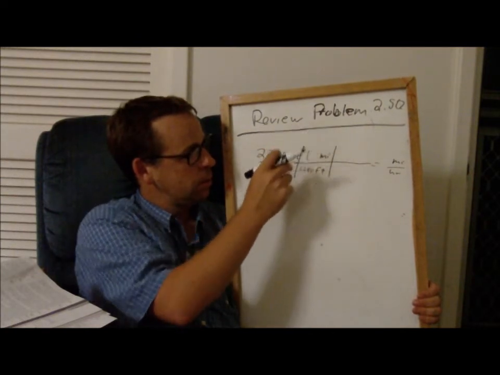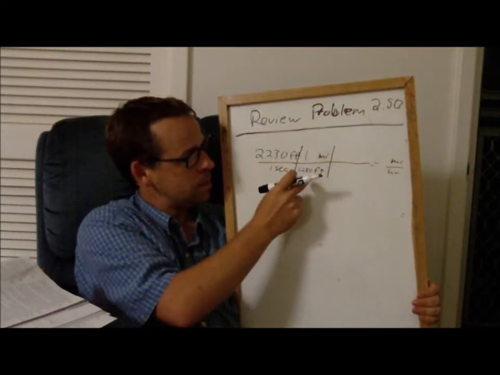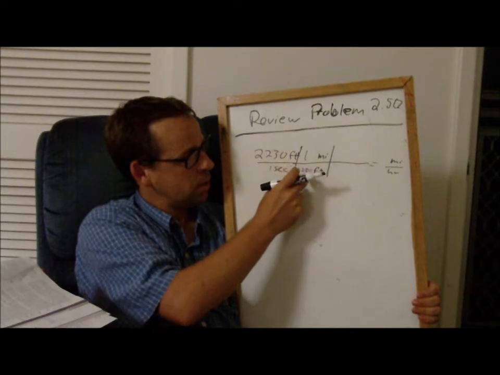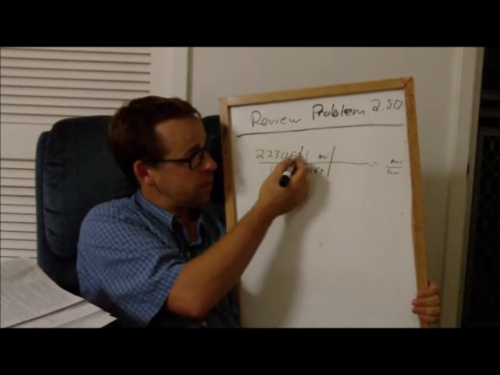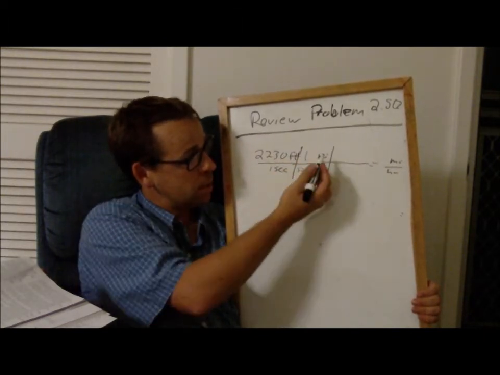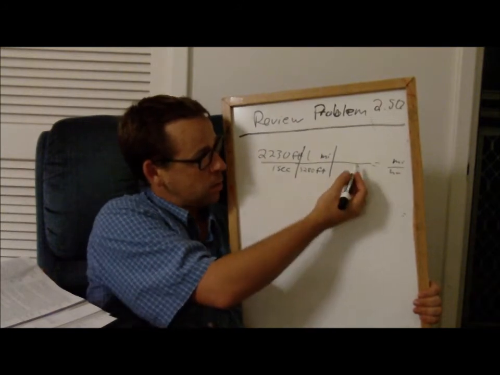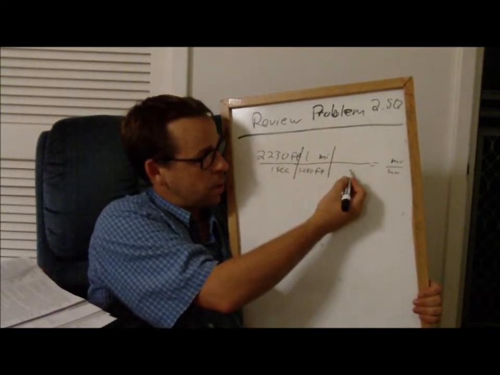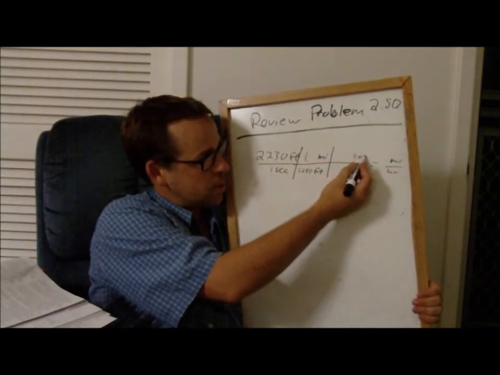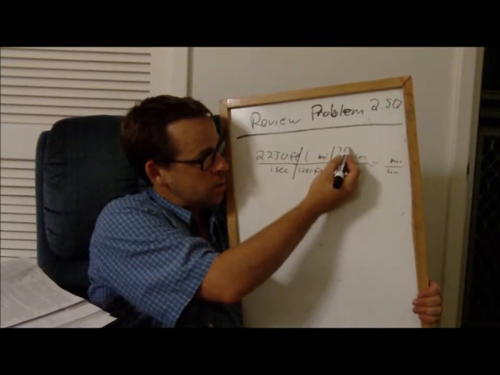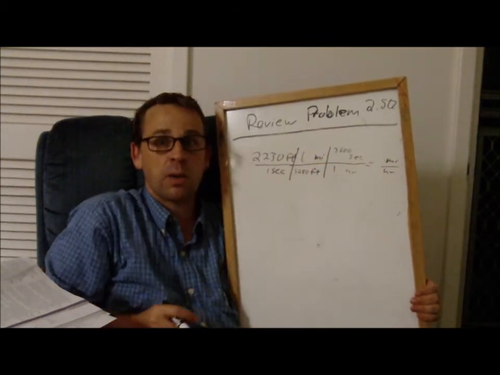So, 5,280 feet per mile. This is how many feet there are per second. This is how many miles there are per feet. Feet cancel out. We're now in miles per second, and we want to go to miles per hour. So we have seconds on the bottom, and we want hours on the bottom. So we put seconds up here. And again, there's 3,600 seconds for every hour.